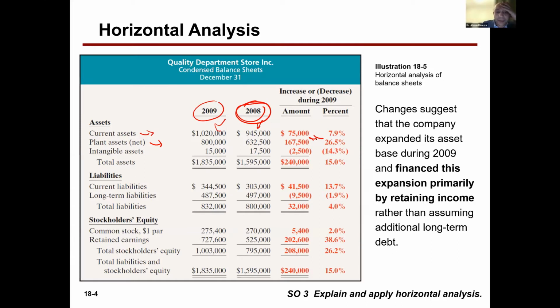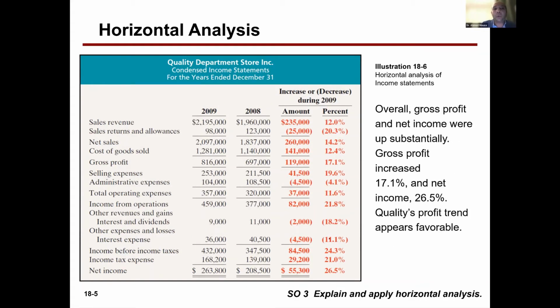What about your long-term liabilities? How are you doing with your debts? Are you paying your debts? Yes, I paid my debts, and it decreased by 1.9%. What about your retained earnings? Yes, it has increased by 38%. This is the amount last year, so it increased. This is a trend analysis, horizontal analysis. You take one account one by one and you see the performance.